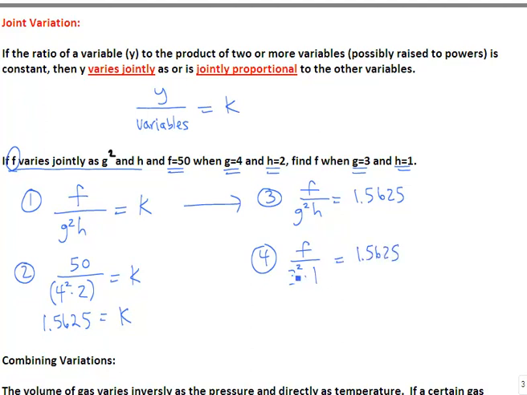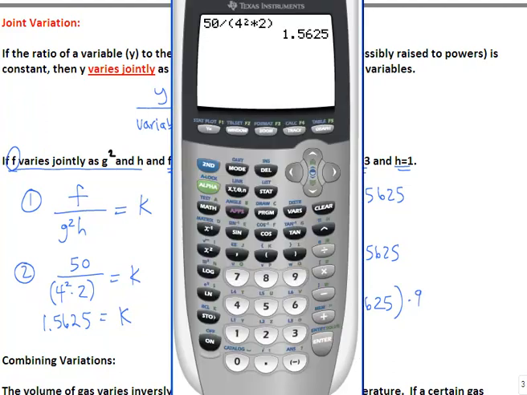And this denominator down here is easy enough to simplify. 3 squared is 9. 9 times 1 is going to stay 9. So to solve this, all we have to do is multiply through by that denominator, and we'll find out what f is. So if we take our 1.5625 times 9, there's our value of f.